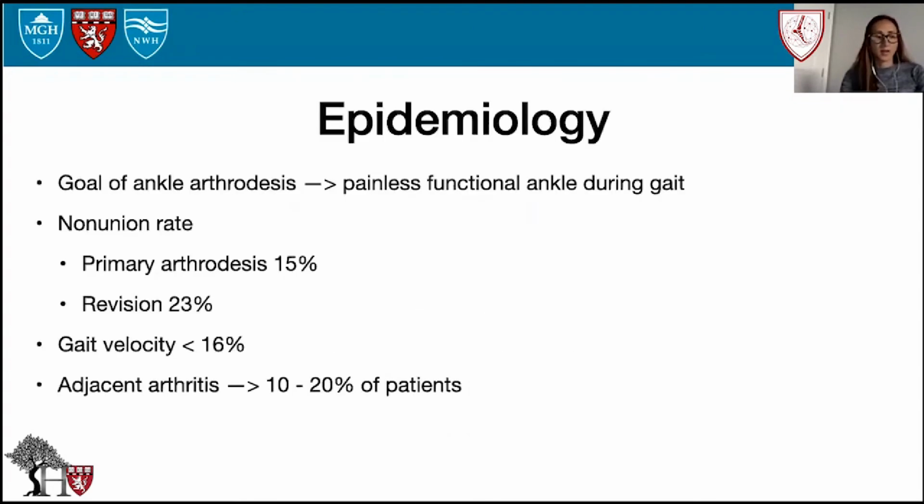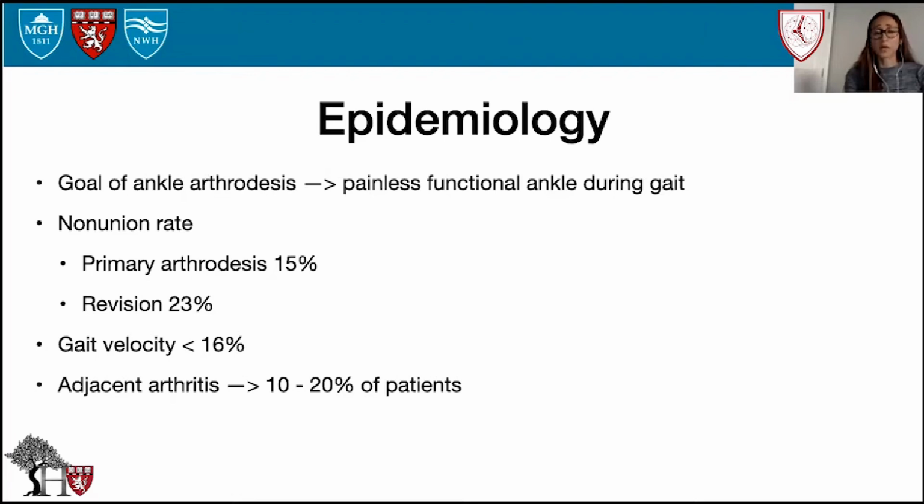So let's start. The term arthrodesis was described initially in the 1800s, and it was done by a surgeon in Australia, Dr. Albert back then. But it wasn't until the 1930s that the first ankle arthrodesis was described. The goal of ankle arthrodesis is to achieve a painless functional ankle during the gait.